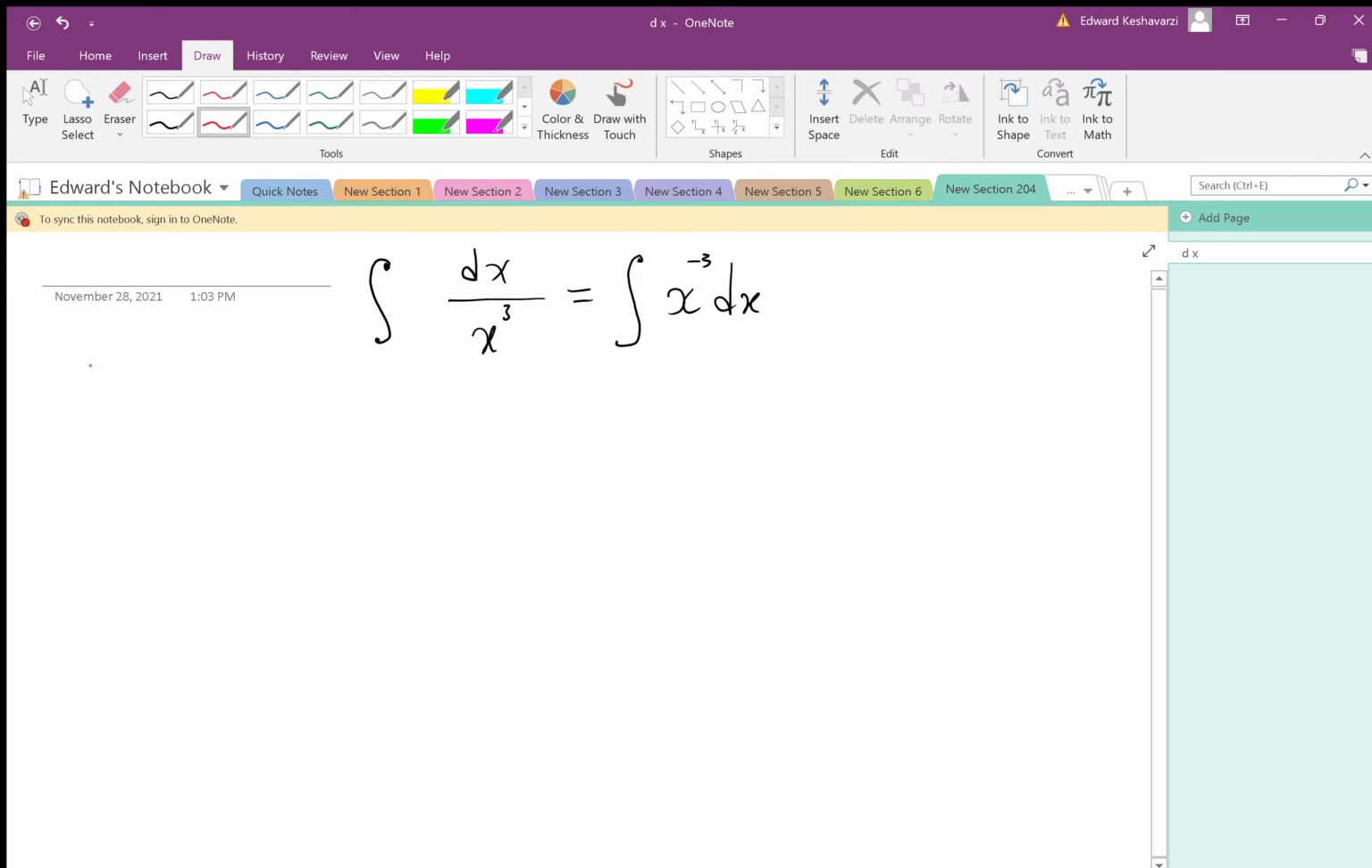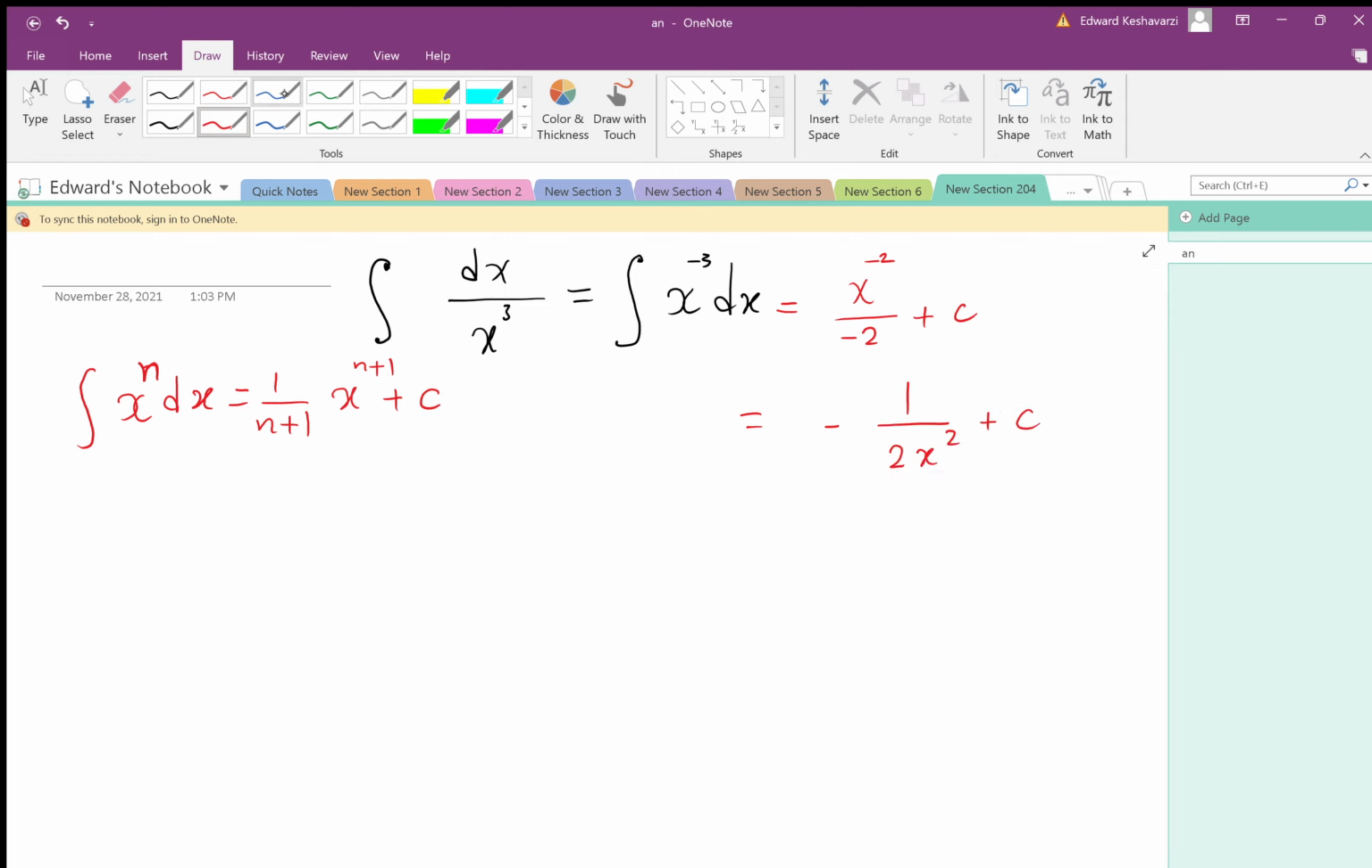And again, you can use this formula here. Therefore, it's going to be x to the power of negative 2 over negative 2 plus c, or negative 1 over 2x squared plus c. Let's have one more example and then we'll finish this brief lesson.